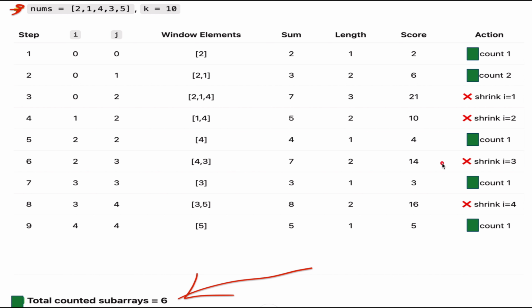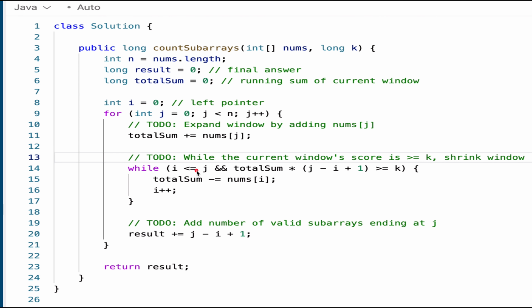So like this, you will continue till you reach the last index, right? And you will get the value. If you do the count, you will see that the total subarrays we have got is 6. Okay, and this is the way we have to write the code. So now it's time to understand the code. First of all, we are given nums and k, right?